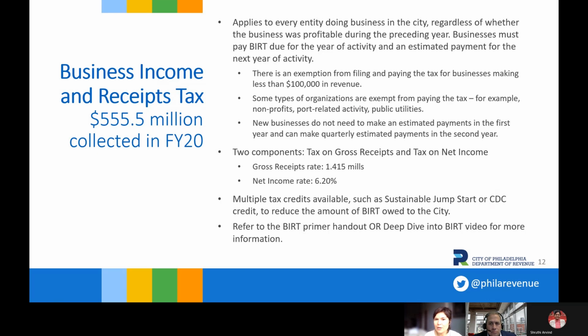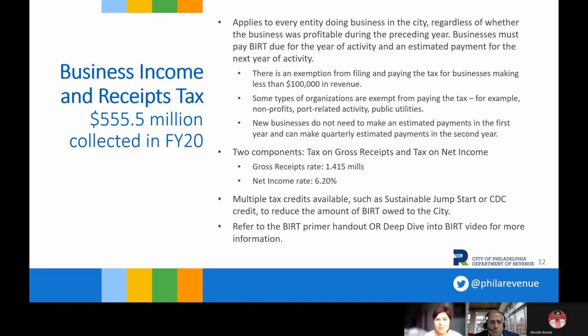But the good news is that we have a case study coming up, so you'll be able to see how it works. Even though it sounds kind of complicated, and the numbers might even look a little complicated, once you walk through it, you'll get it. And the good thing is this is a video, so if you need to rewind it and watch it again, you can. But John, talk to us about who pays the business income and receipts tax and how much they pay.